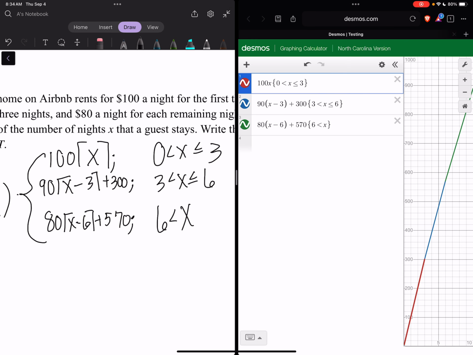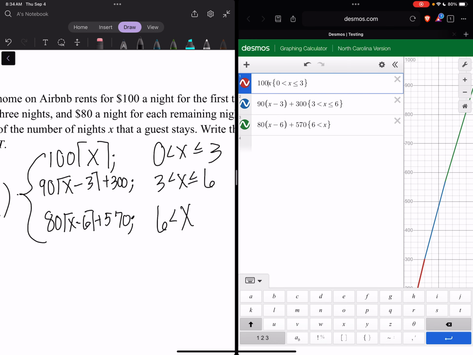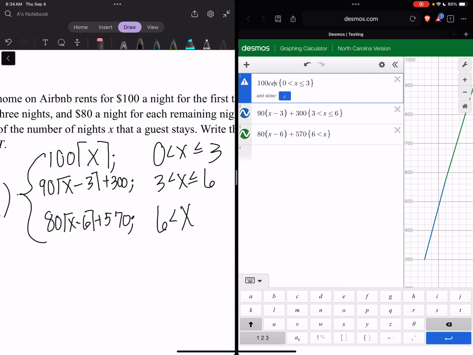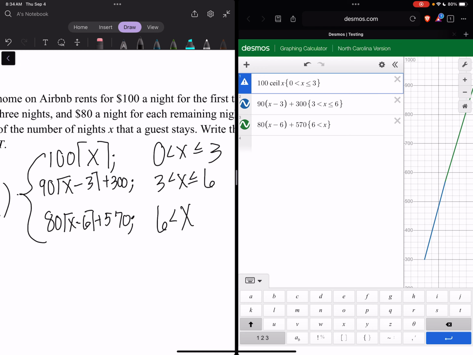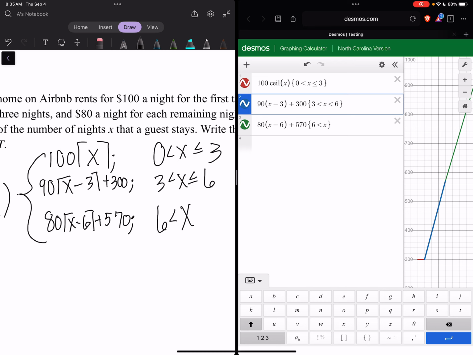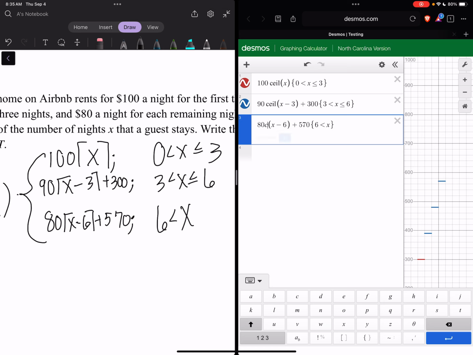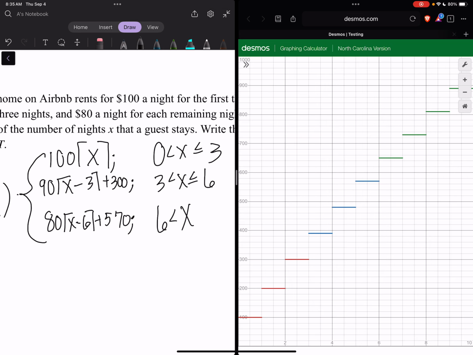Well, how do I fix it? How do I make this a ceiling function? Well, here's how you do it. You type the letters C, E, I, L, and parentheses around the x. C-E-I-L. Here is my function.